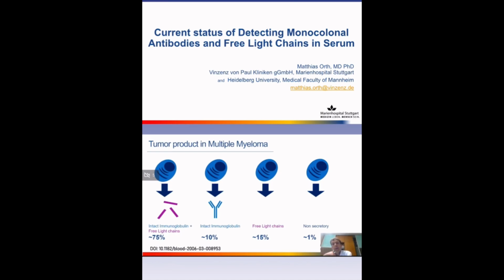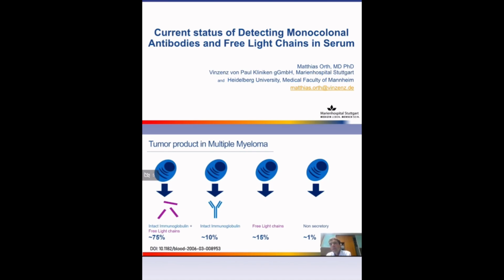And now the complications arise. When we are talking about multiple myeloma, we have patients who produce in their abnormal cells intact immunoglobulins and free light chains. This is the majority, about three quarters of the patients. We have some patients who secrete only intact immunoglobulins, about 10%. About 15% of the patients only secrete free light chains, and there are very few patients who do not secrete any abnormal plasma proteins. And this is the challenge when we use either immunoglobulins or free light chains for the detection of the disease.